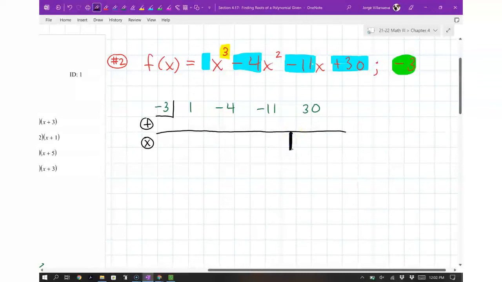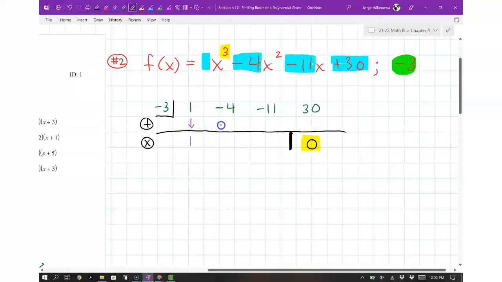Now, here's how you know if you're doing this right. Anytime you divide by a solution of the equation, your remainder has to be 0. So, when I'm done doing this problem, if my remainder is not a 0, then I did something wrong. Okay? So that's how you can check if you did the first step right. Like it comes out to remainder of 0. So, here we go. First step, drop the 1. This is what we did yesterday, right? Drop the 1.